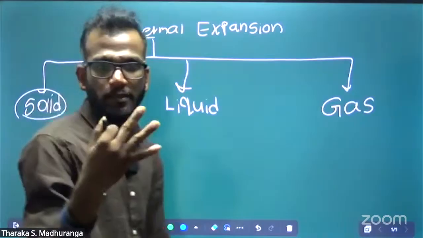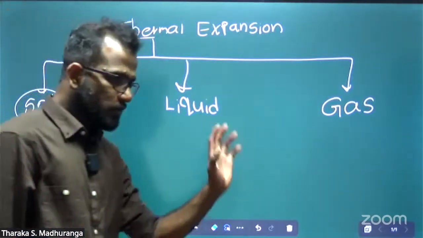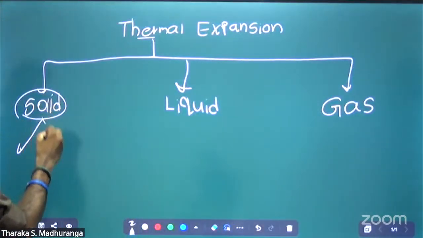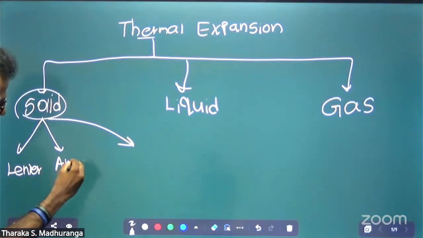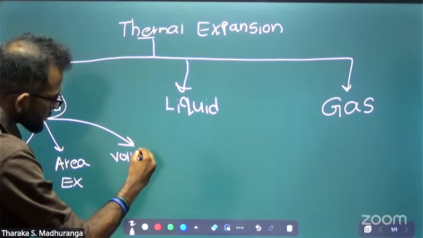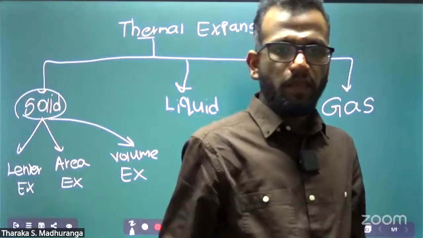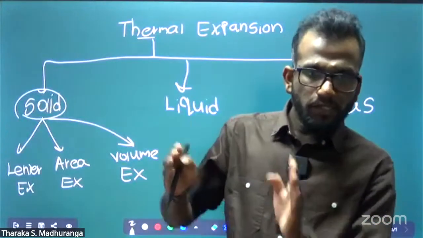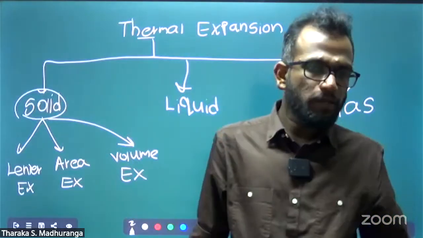Okay, solid expansion again, how many types? Three types. I think you can remember. We can divide solid expansion into three types: linear expansion, area expansion, and volume expansion. This is the expansion classification: solid expansion, liquid expansion, and gas expansion. Solid expansion again has three types: linear expansion, area expansion, and volume expansion. Okay, next.